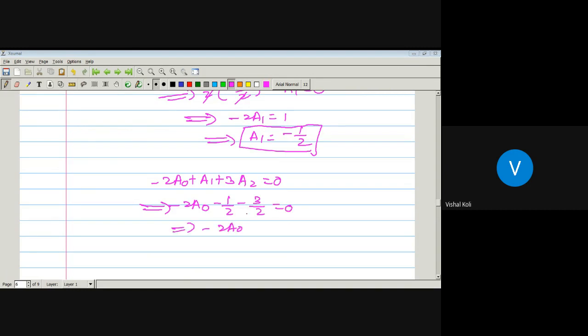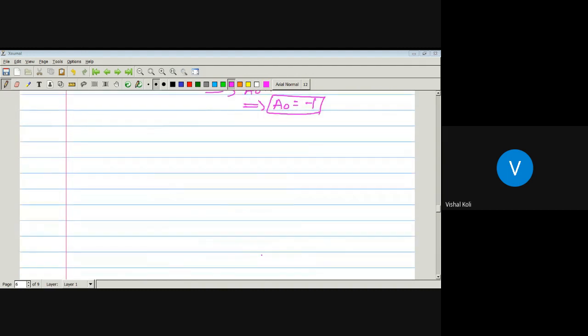Minus 1 minus 3 minus 4 divided by 2 minus 2, which is equal to 0, which implies a0 plus 1 is equal to 0. So what should be the value of a0? a0 is equal to minus 1. Okay, so put those values of a0, a1 and a2 in our trial function.